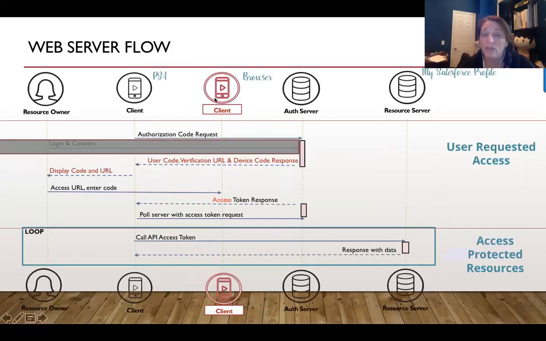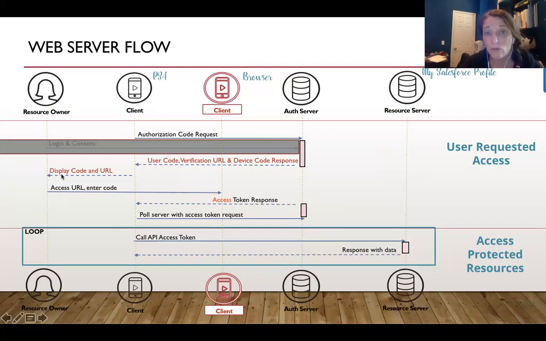I had to add another extra actor, and this is the second client, because you now have to, on my PlayStation 4 or my hotel TV or whichever client I'm on, and I want to access my Netflix account, an authorization code request is sent to the Netflix authorization server. The server returns a user code, a verification URL, and a device code response to, let's stick to my PlayStation 4. And this gets displayed to me, the resource owner.